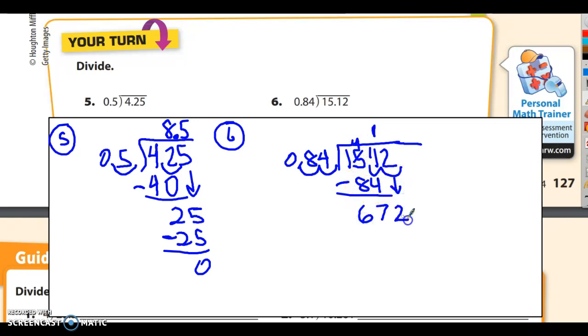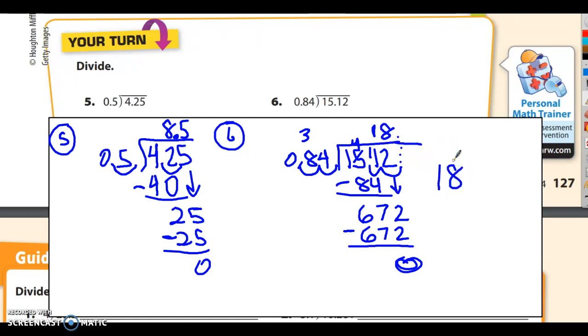Bring down this 2. Now I got to ask myself, how many times is 84 going into 672? I think it might be 8. 8 times 8 is 64, so I'm going to try 8. 8 times 4 is 32. 8 times 8 is 64. Plus 3 is 67, so I guessed right. So I'm done here, dividing because I got a remainder of 0. My decimal got moved over here, and then it goes straight up. So the answer is 18 point, which is the same thing as 18.